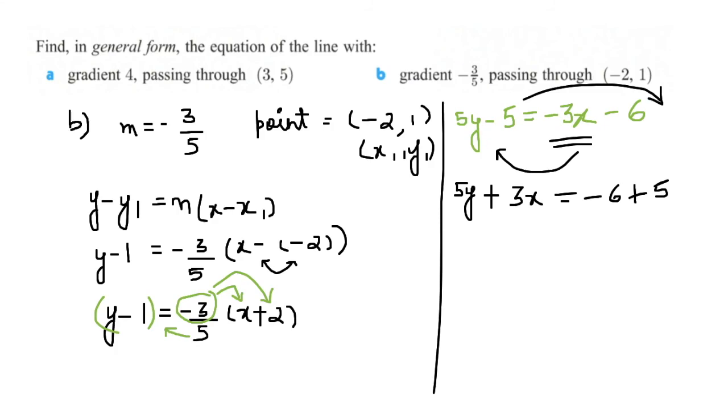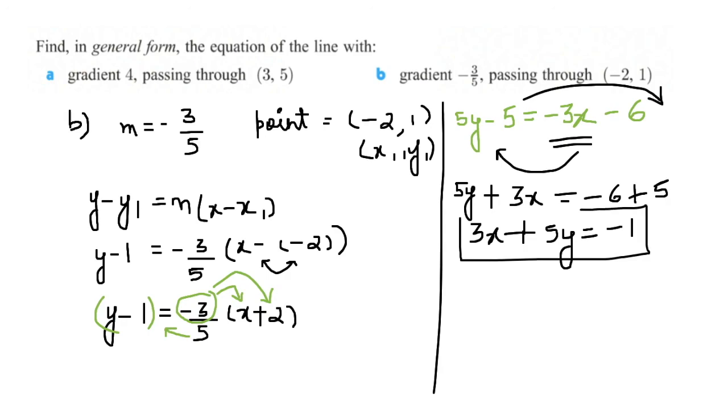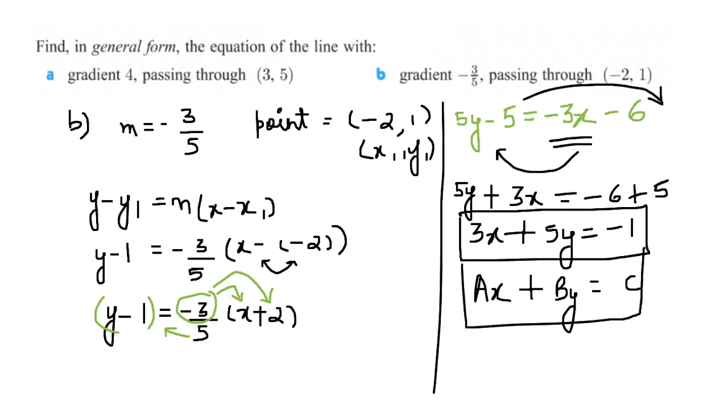I will do a little bit of rearrangement here. So I'll get 3x plus 5y is equal to minus 1. And this is our general form for the equation. If I compare it with the general form, ax plus by is equal to c, yes, it matches. So we have got the general form for part B of this question.